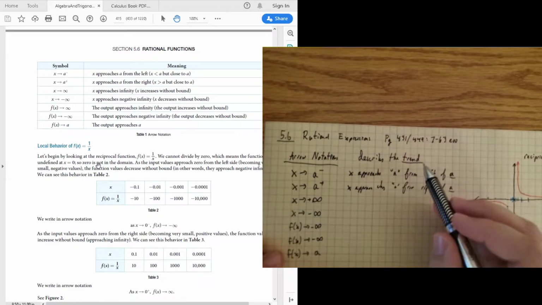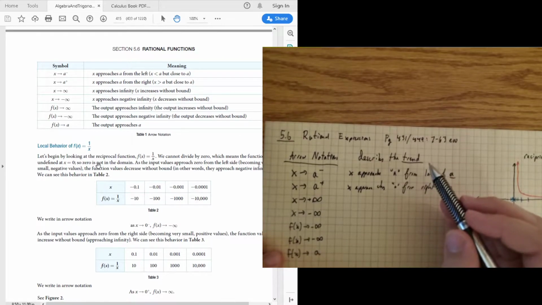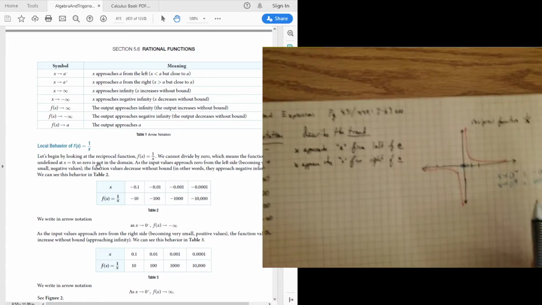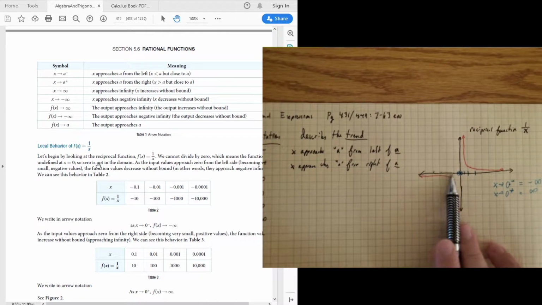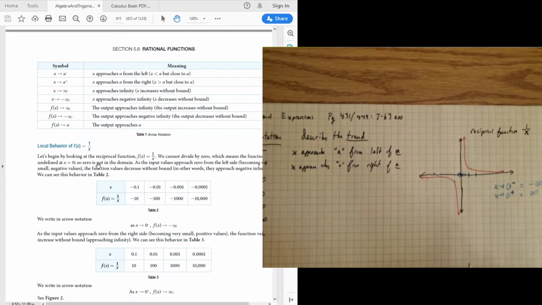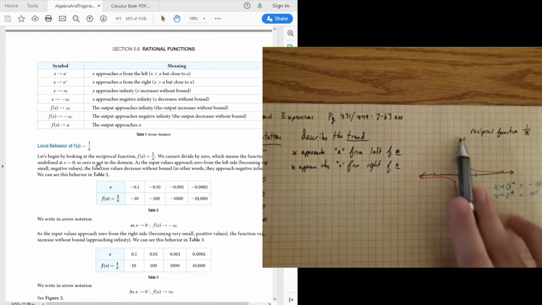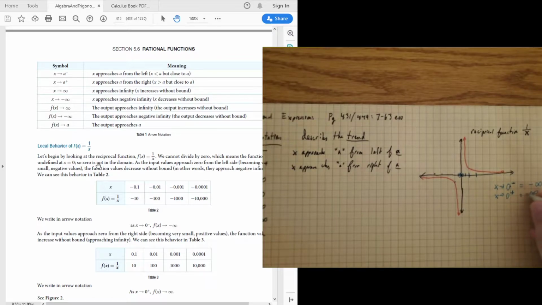Trend doesn't mean you're going to get an exact answer. It means you're going to get a relative answer, right? This tells me we're going to negative infinity. It tells me that as we go towards 0 to the left, like as we get closer and closer to 0 on the x-axis, our graph goes farther and farther down. As we get closer and closer to 0 on the right, our graph goes farther and farther up. That's why it's positive infinity.